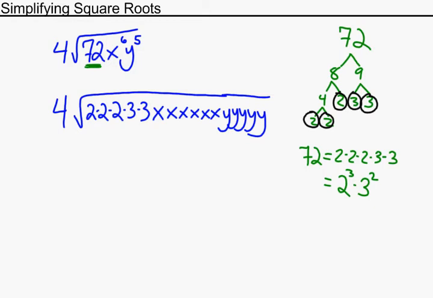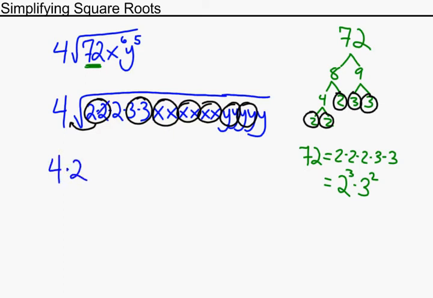So now I'm looking for pairs of numbers or variables underneath. So I have a pair of 2's, a pair of 3's, I have 3 pairs of x's, and I have 2 pairs of y's. For every pair underneath, I can bring 1 out. So what that's going to leave me is the 4 that was chilling out front. I bring a 2 out, so he's gone. I bring a 3 out, so they're gone.